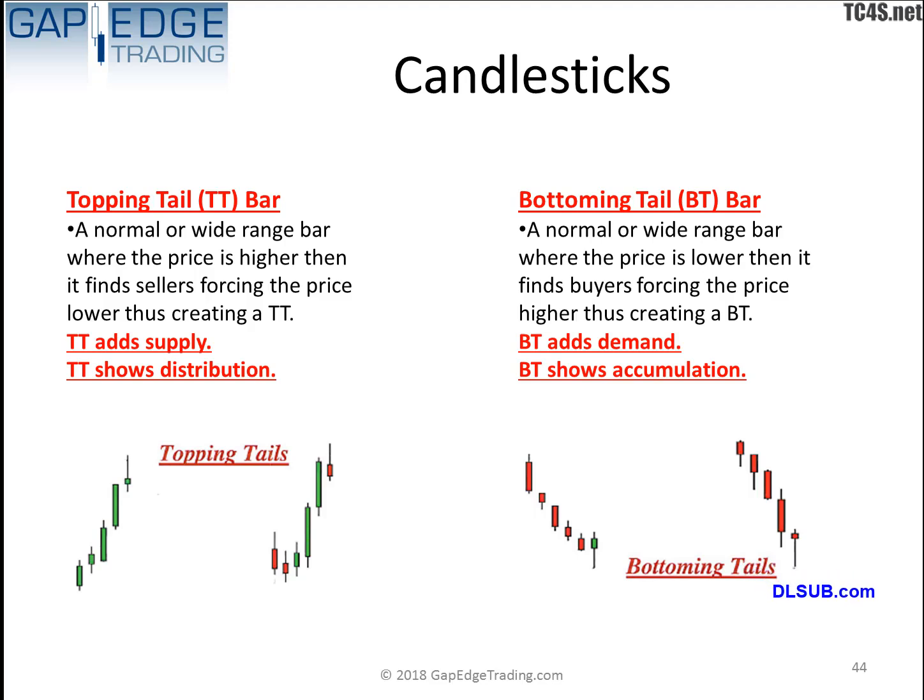Topping tails or bottoming tails, they tell us something's occurring. These are big signals in day trading on the 15, 30, 60-minute charts. I'd probably say the narrow range bar, which we just talked about, and the bottoming and topping tail are probably some of my favorite setups. Okay, so a topping tail is what we're looking at to the left here: a normal or wide range bar where the price goes higher and then finds sellers forcing the price lower, thus creating a topping tail.